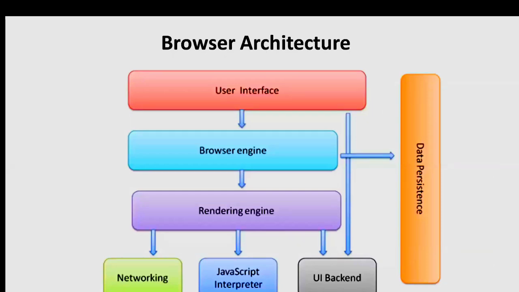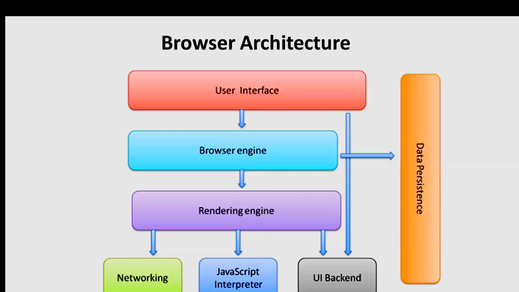In the browser architecture, you will have a browser engine, rendering engine, JavaScript interpreter, and data persistence. I will come to all of these level by level in different stages. No need to discuss all of this at a time; we will discuss every point one by one. This is the basic browser architecture. The user interface is nothing but the UI you are seeing in the browser. The browser engine is responsible for certain activities. What are those? I will tell you now.